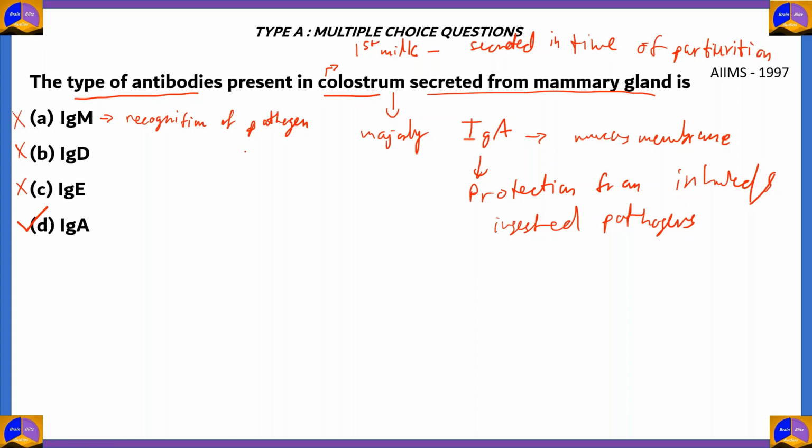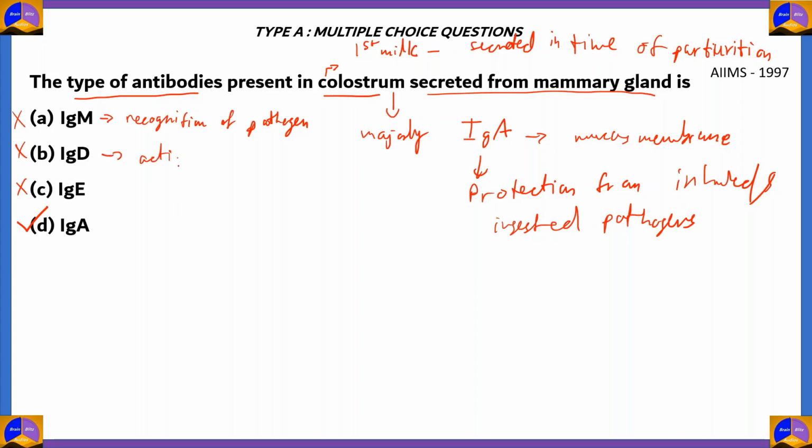So option A is incorrect. IgM is recognition of a pathogen, and it does not give you passive immunity. This is used for active immunity. Suppose IgM is given to a baby, then it has to undergo a lot of diseases and its immune system isn't strong enough. What about option B, IgD?